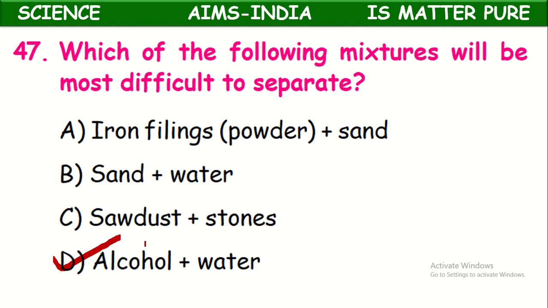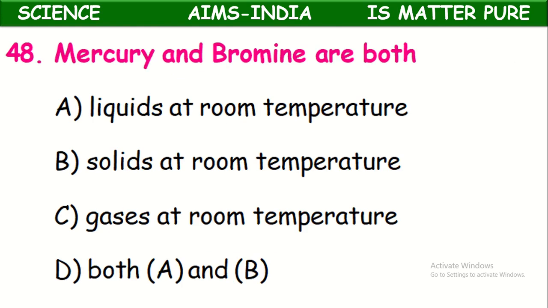Okay. Next, mercury and bromine are both what? If you observe, mercury is a liquid metal. What about bromine? Bromine is a liquid non-metal. Now both of these are liquids at room temperature. Mercury is the only liquid metal, whereas bromine is the only liquid non-metal at room temperature. Now we can say both are liquids at room temperature.